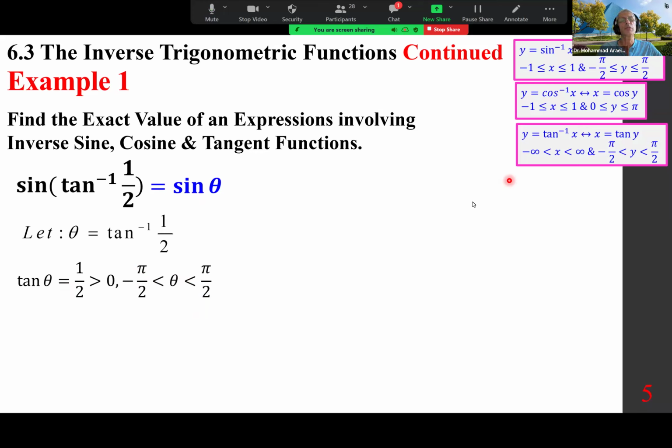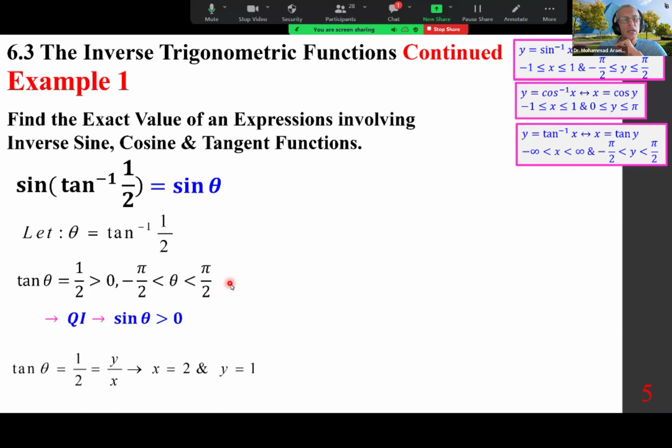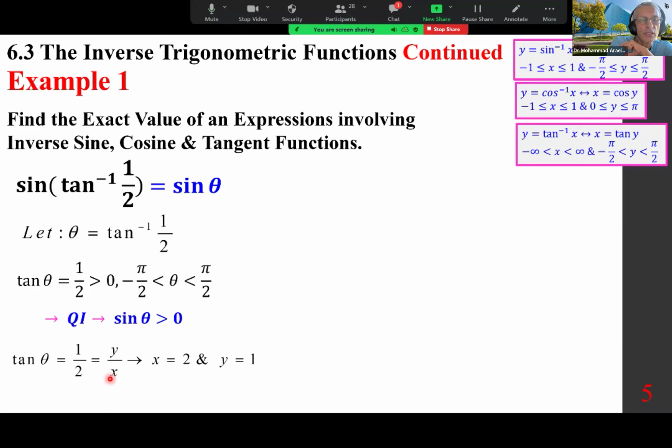Because this is positive, that means the first quadrant, so sine is also positive. The purpose of this is to tell us which quadrant we are in and therefore whether the trigonometric function we are dealing with is going to be positive or negative. With that being the case, tan theta is 1/2, the same as y over x. We are in the first quadrant, so x and y are both positive. So you can say y is 1, x is 2.